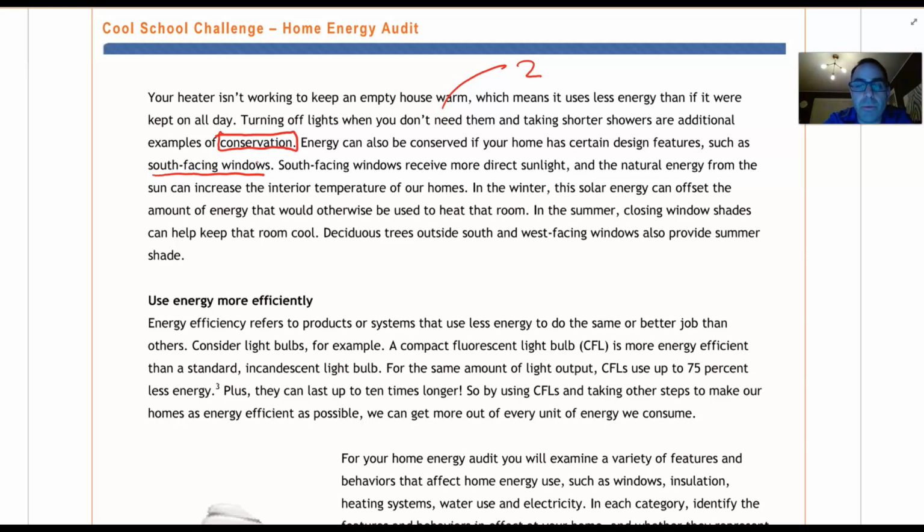In the summer, closing window shades can help keep that room cool. Deciduous trees outside south and west facing windows also provide summer shade. So in the US, this is really important. Now I know it does get hot here for about 2 months, but we really don't need to go crazy on our air conditioning.